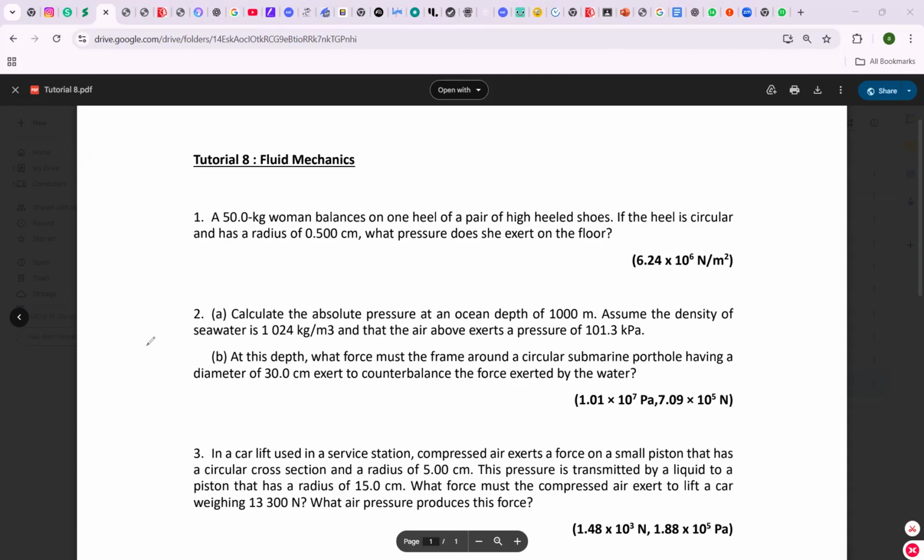Okay, so that means I have to come into action. So P is equal to 50 times 9.8. How much are you getting for this one? Have you used this formula? This is the mg. Yes. So let me do my calculation. 50 times 9.8 divided by 3.14 divided by 0.5.